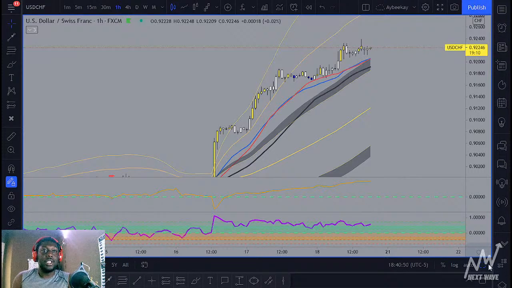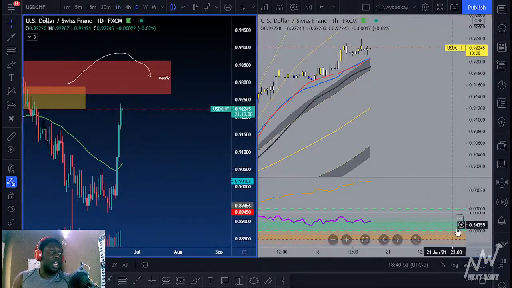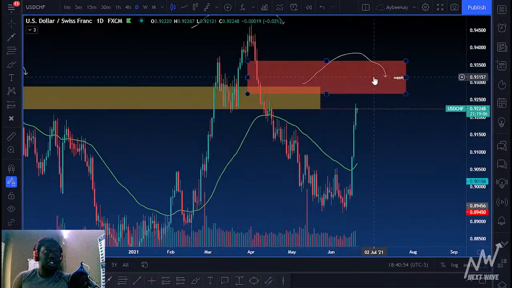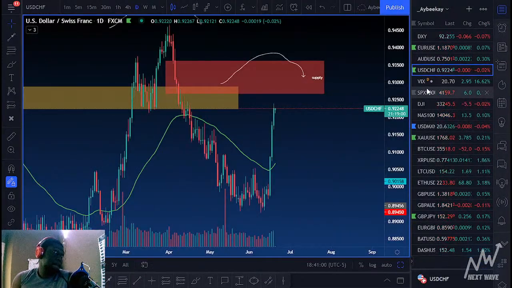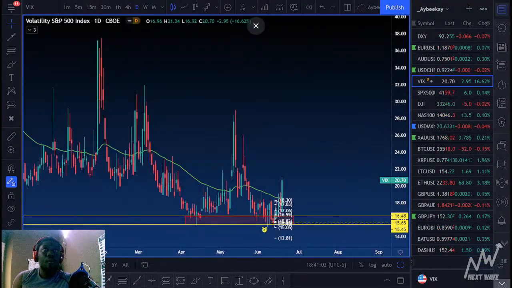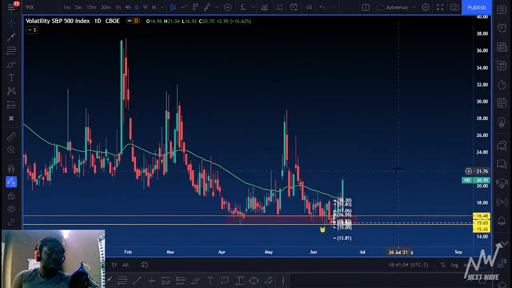Be patient with it before you try to get into a sell, I suggest, because price could just easily climb up to the supply zone. After these 3 bullish candles, are you really going to try to sell against it? You can.